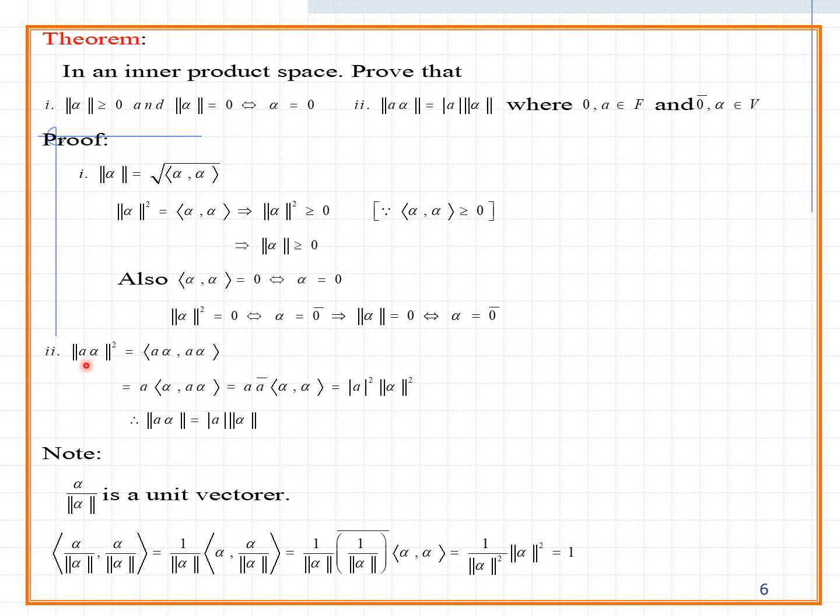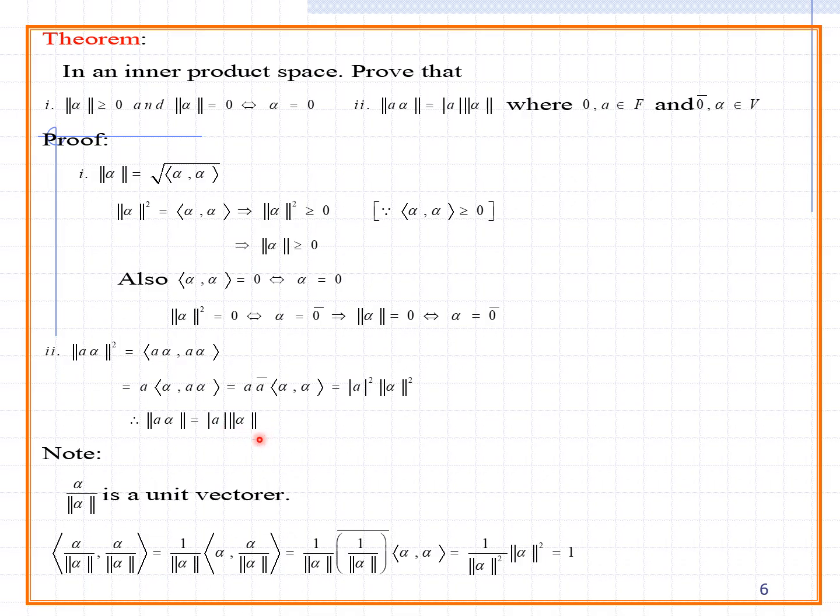Let us see the second one, norm of A alpha, whole squared. How can we write it? The inner product of A alpha comma A alpha. Once A is taken outside of the inner product, you can write alpha comma A alpha. By the property, I can write the conjugate: A into A bar times the inner product of alpha comma alpha. A into A bar can be written as modulus A squared, like the inner product, norm alpha squared.